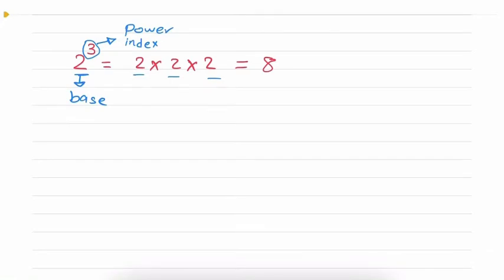If we have a negative number like negative 5 raised to the power of 2, this is equal to negative 5 times negative 5. And of course, when we multiply two negative numbers, the answer is positive. And when we multiply 5 times 5, the answer is 25.